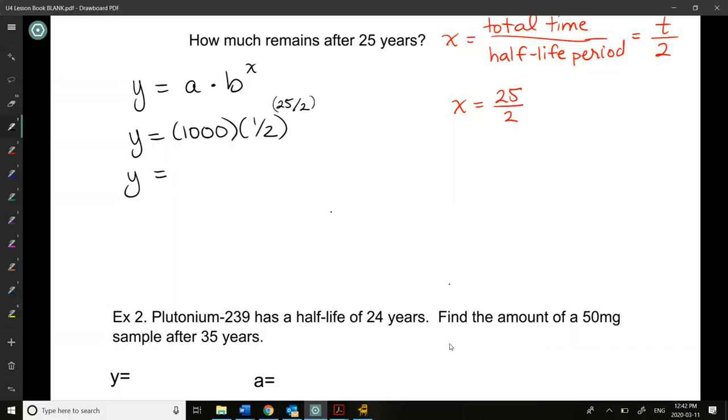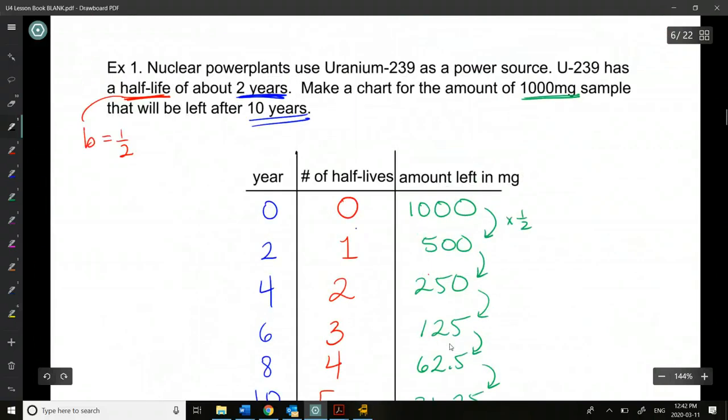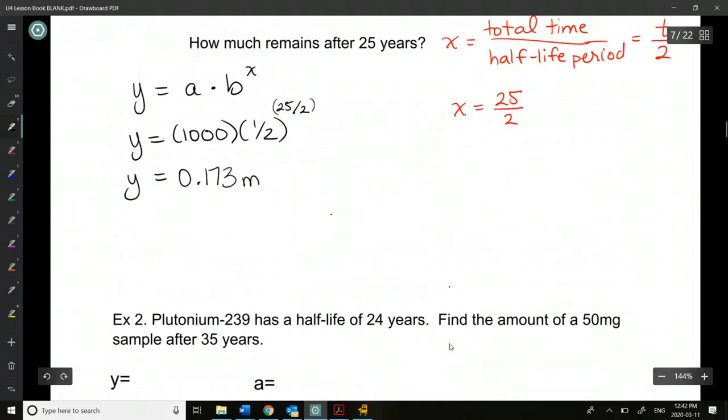What'd you get, Emma? 0.172. Anyone else get 0.172? Are we calculating the whole thing or just the... Whole thing, yep. 1.726334915 times 10 to the power of -4. Okay, so it's 0.1726. If we round to, was this grams or milligrams? Milligrams. Okay, so 0.1726, the 6 rounds the 2 up to a 3.